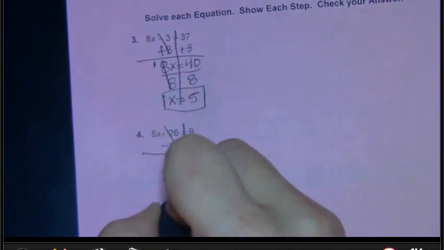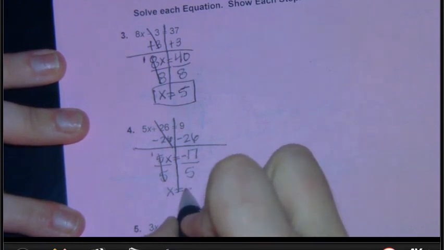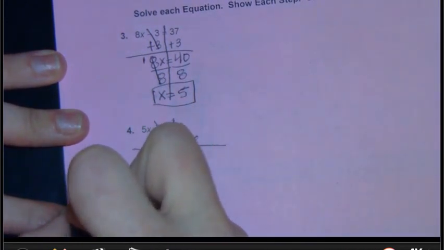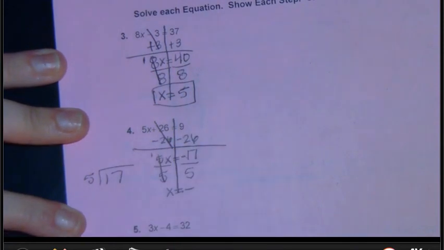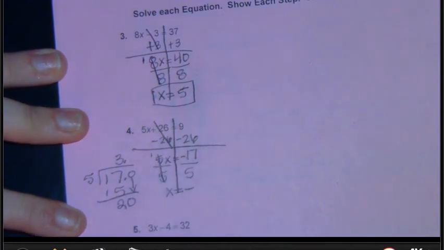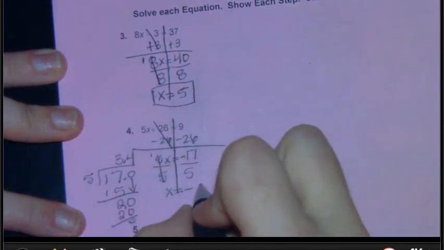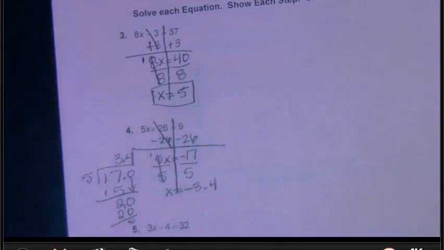I'm going to divide by 5 on both sides. 5 divided by 5 is 1, which is going to leave me x is equal to, well, a negative divided by a positive is a negative. And I'm going to come over here off to this side. 5 can go into 17 3 full times with 2 left over. Goal in division is to get to 0, bring down a 0, add a decimal and bring it down. 5 can go into 20 4 times with nothing left over. So x is equal to negative 3.4.